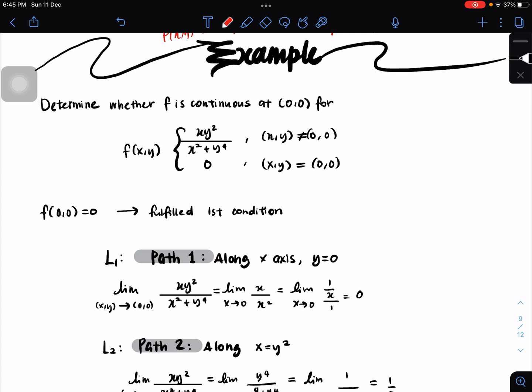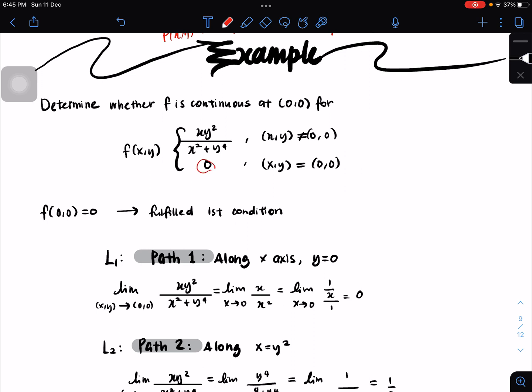Determine whether f is continuous at (0, 0) for the function xy squared over x squared plus y to the power of 4, for (x, y) not equal to (0, 0), and for (x, y) equal to (0, 0), this is the function.